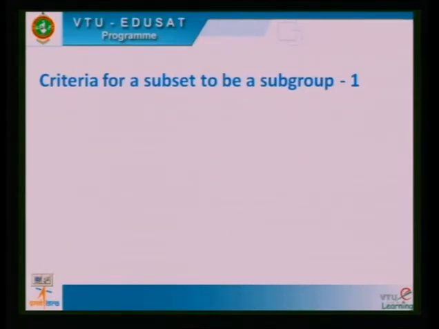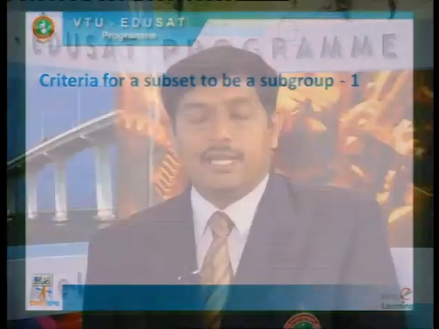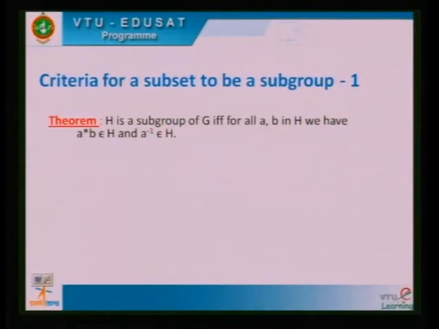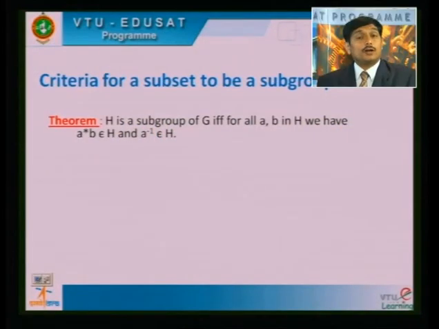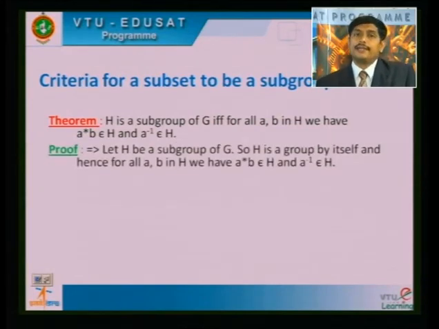Now we discuss some of the properties related to a subgroup. Let H be a subset of G. H is a subgroup of G if and only if for all a, b in H, we have a star b belongs to H and a inverse belongs to H. How to prove this? The basic definition of a subgroup means it is again a group itself. H is a subgroup of G means H is a group by itself. Then we want to show that these two properties hold.